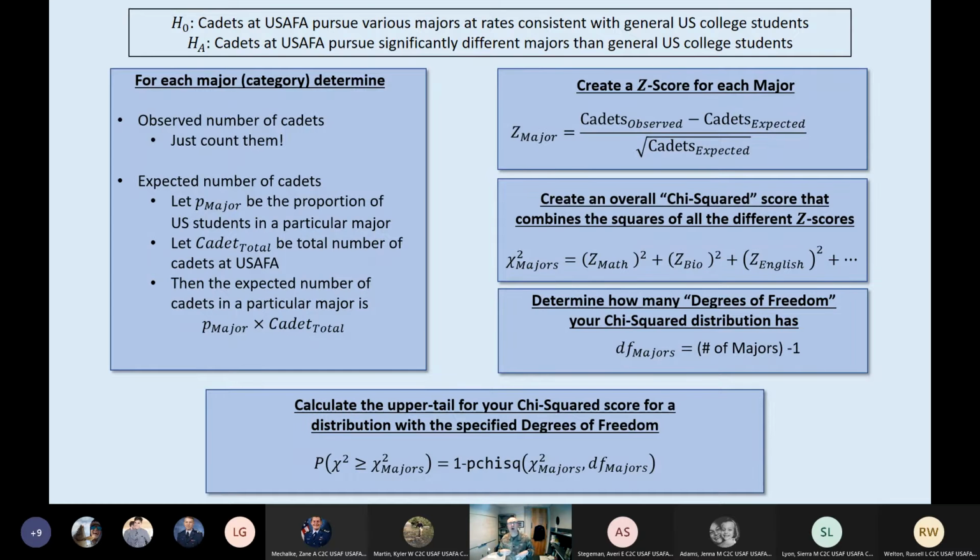For a goodness of fit, our alternative hypothesis is just going to be that it's not a good fit. So it's always the same alternative hypothesis, and we are always interested in the upper tail. That's why in our calculation here, it's 1 minus, and then instead of p-norm, it's p-chi-sq for chi-squared. Then we put in the chi-squared statistic that we calculated for the majors, where we added everything up, comma, then the one thing we give it is the degrees of freedom, which in this case would be the number of majors minus 1.